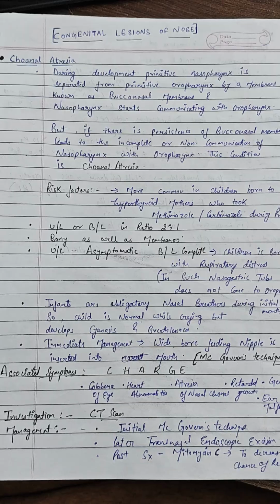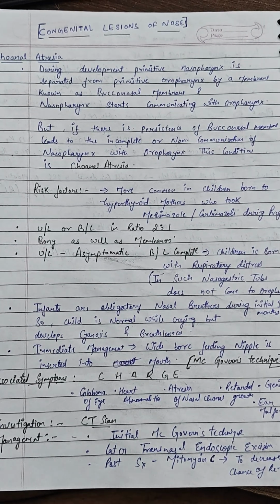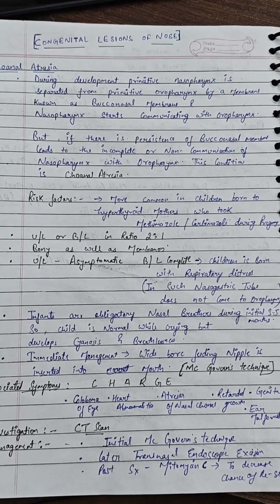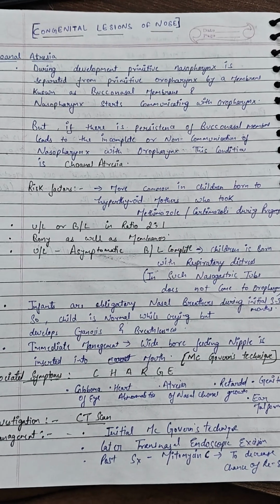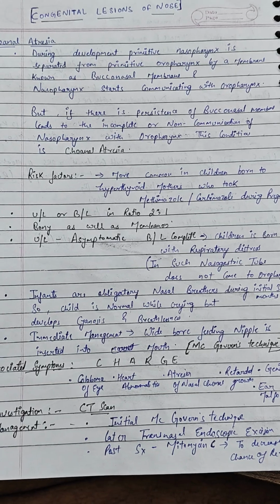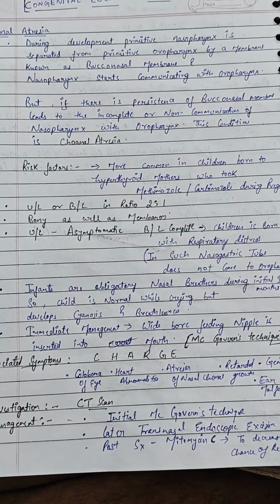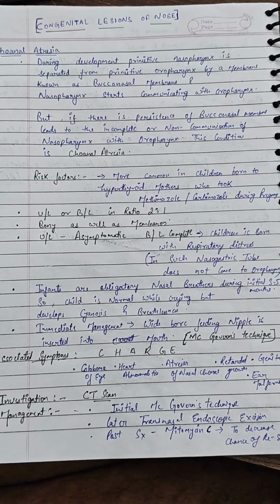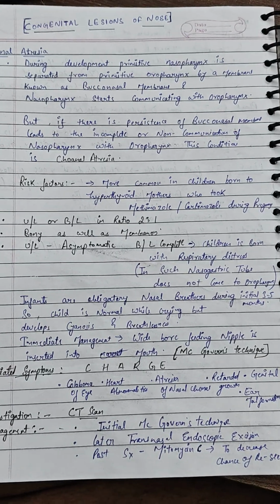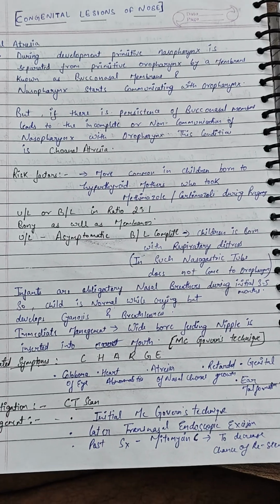So, what are the risk factors? It is more commonly seen in children born to hyperthyroid mothers who took methimazole or carbimazole during the pregnancy. It usually occurs unilateral or bilateral in the ratio of 2 to 1. It may be bony as well as membranous. If it is unilateral, it will be asymptomatic, but if it is bilateral complete, then the children will be born with respiratory distress, and in such cases a nasogastric tube does not reach the oropharynx.